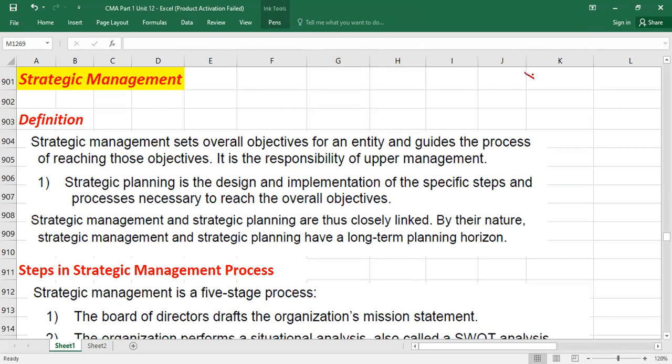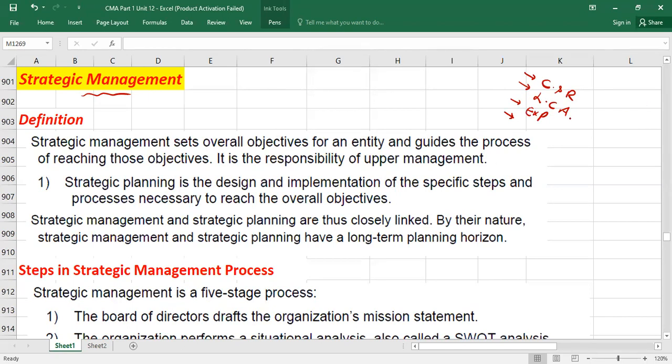The first topic was about correlation and regression analysis. Topic number 2 is relevant to the learning curve analysis. Topic number 3 was relevant to expected value. Understood. And today we are going to talk about strategic management. This is the fourth topic of unit number 12.